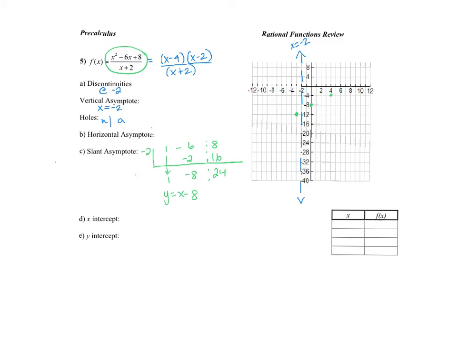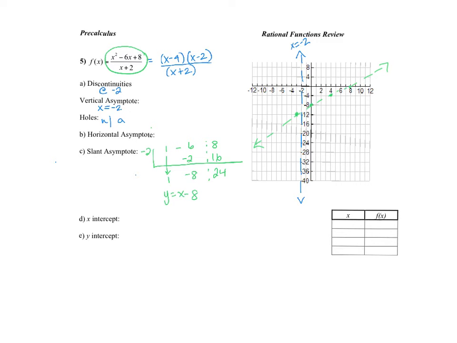So generally, this is what the graph of your slant asymptote is going to look like. Okay, then you also want to make sure that you find your x- and y-intercepts. Again, for your x-intercept, that's when you set y equal to 0.